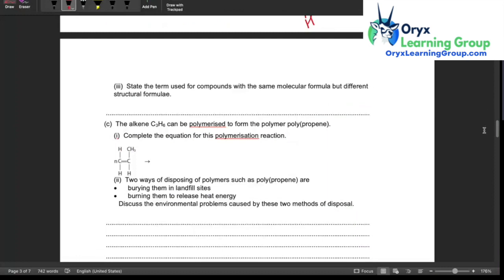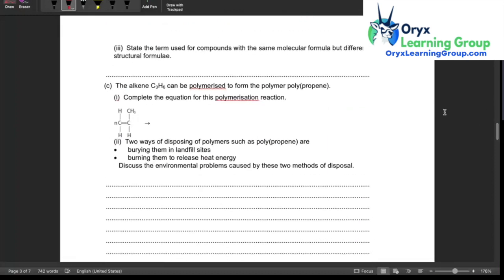So these are isomers. Okay, this question says the alkene C3H6 can be polymerized to form the polymer. Complete the equation for this polymerization reaction. What will be the answer for this one? I think some question like this can come in exam tomorrow. It's super simple. How do you do it? Just write the same thing, but open up the double bond.